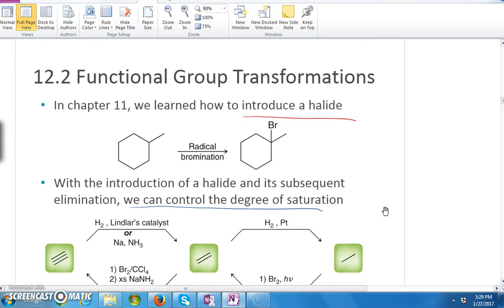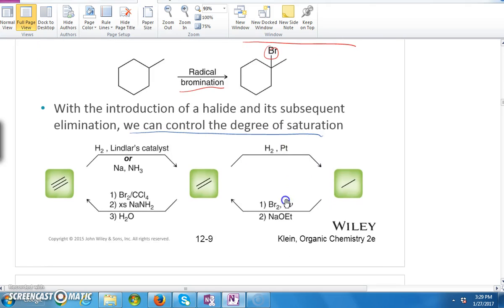In chapter 11, we learned how to introduce a halide via a radical bromination. We say that this reaction is very selective. In the presence of a primary carbon, right, and a tertiary carbon, the reaction goes exclusively tertiary. Now, once you are able to introduce the halogen or the halide, then you can control the degree of saturation.